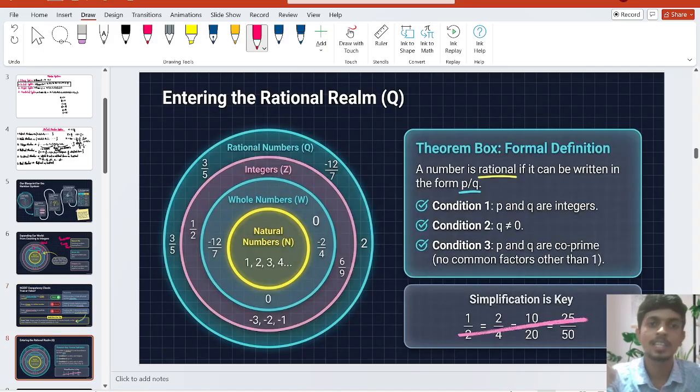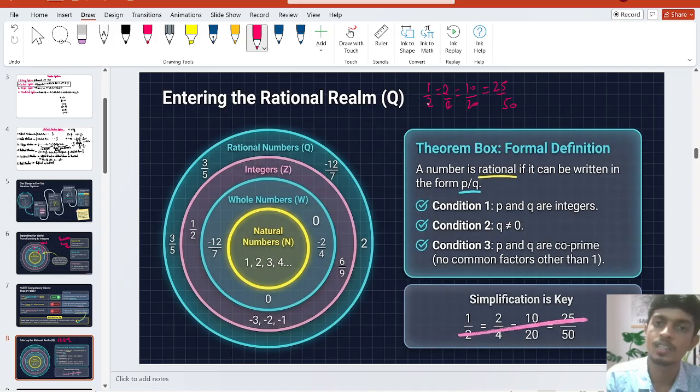What is entering the rational limbs? Theorem box, formal definition: a number is rational if it can be written in the form p by q. P and Q are integers, denominator Q not equal to 0, and P and Q are co-prime, meaning no common factor other than 1. Like 1 by 2, 2 by 4, 10 by 20, 25 by 15 are the same rational number because they can be represented as 1 by 2.